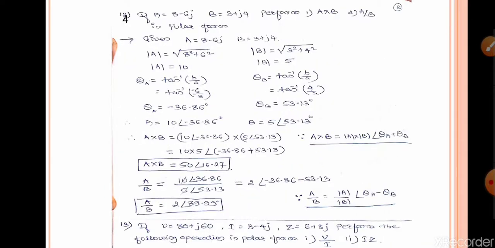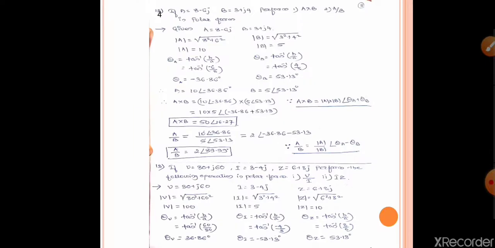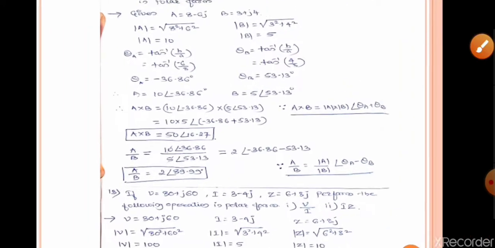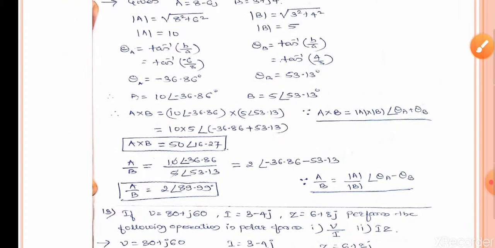Next, if a equal to 8 minus 6j, b equal to 3 plus j4, perform a into b and a divided by b. A equal to 8 minus 6j, b equal to 3 plus 4j. Wait, we'll zoom it.